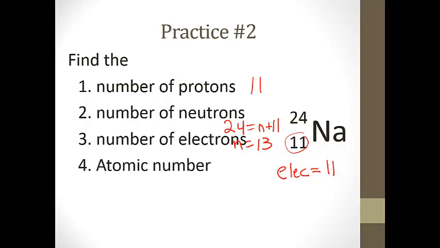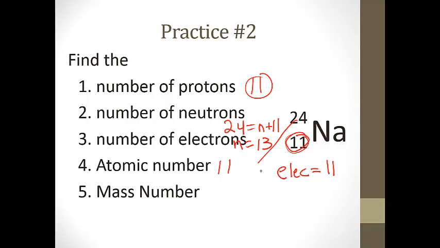And then the atomic number. Now the atomic number is the number of protons, but you can also find it here. The bottom number tells you the atomic number, so that would be 11. And then the mass number. Now the mass number is what that top number represented. So this 24, that's our mass number. Or we could also add our protons and neutrons together, and that would give us, again, our mass of 24.